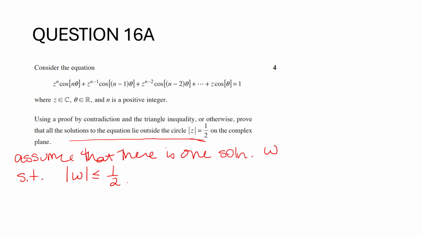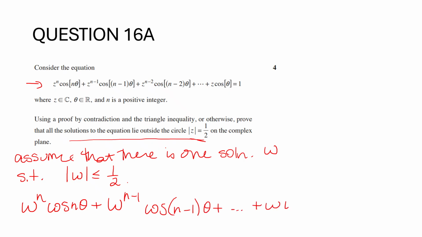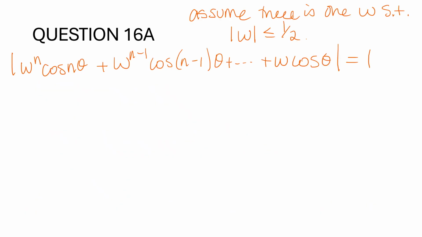Now, from here, we know that w to the power of n cos n theta plus w to the n minus 1 cos (n minus 1) theta, dot dot dot, plus w cos theta must equal 1, and we can take absolute values of both sides like this. And of course, the absolute value of 1 is 1. So just turning that around, we get 1 is equal to the absolute value of that whole thing.